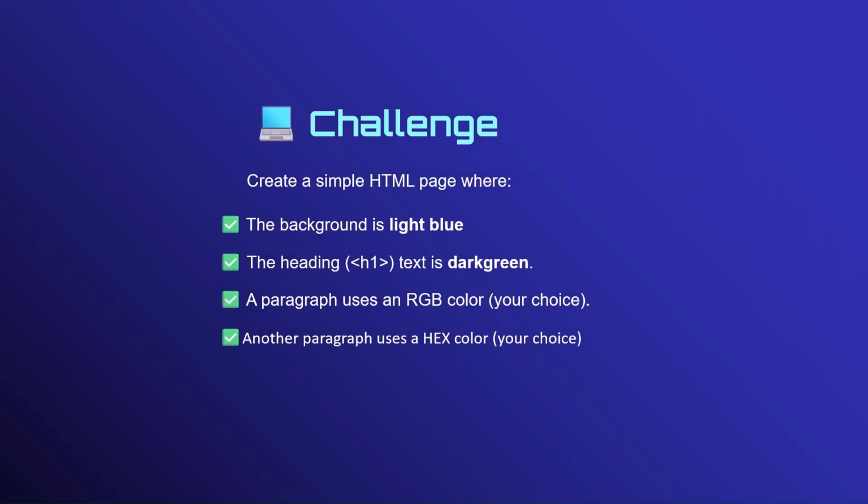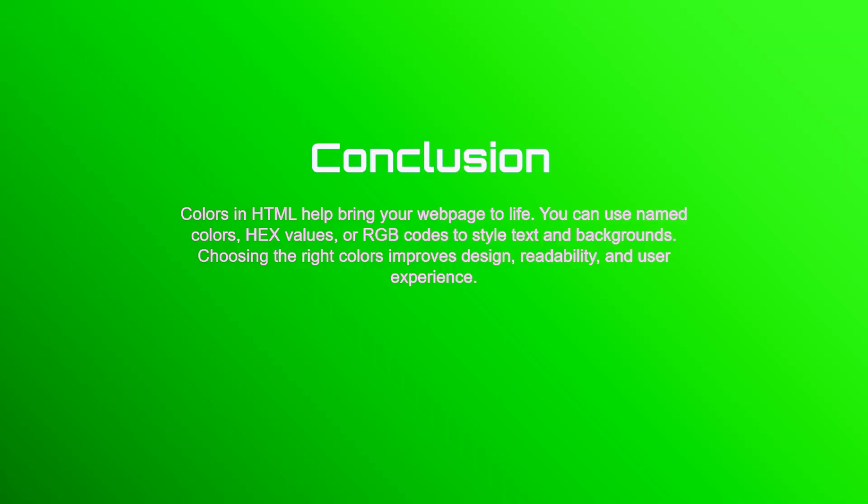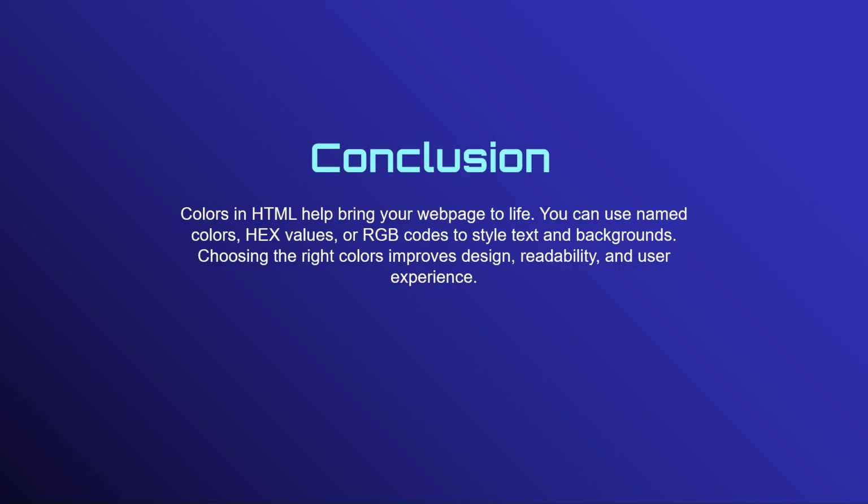In conclusion, in today's lesson we have been able to see that colors in HTML help bring our web pages to life. You can use named colors, hexadecimal values, or RGB codes to style texts and backgrounds. Your choice of each of these colors improves your design, creates readability, and user experience. In our next lesson, we dive deeper into HTML colors, and I can't wait to have you.